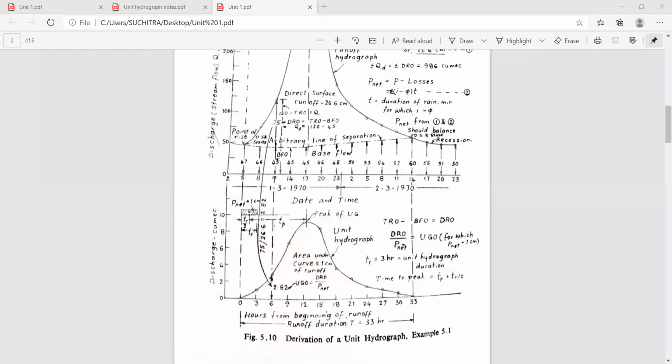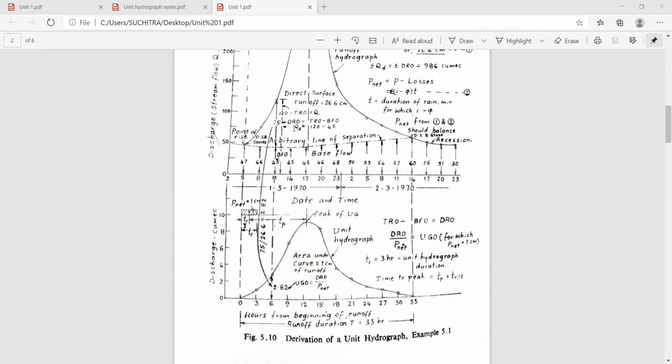Now you can see here the derivation of the unit hydrograph. What you have to do is plot the total runoff hydrographs. At regular time intervals, you have to find the total runoff ordinates. What are the total runoff ordinates? That is known as TRO. From the total runoff ordinates, you have to deduct the base flow ordinates, so that will give you the direct runoff ordinates. DRO is nothing but the direct runoff ordinates, that is equal to the total runoff ordinates minus the base flow ordinates.